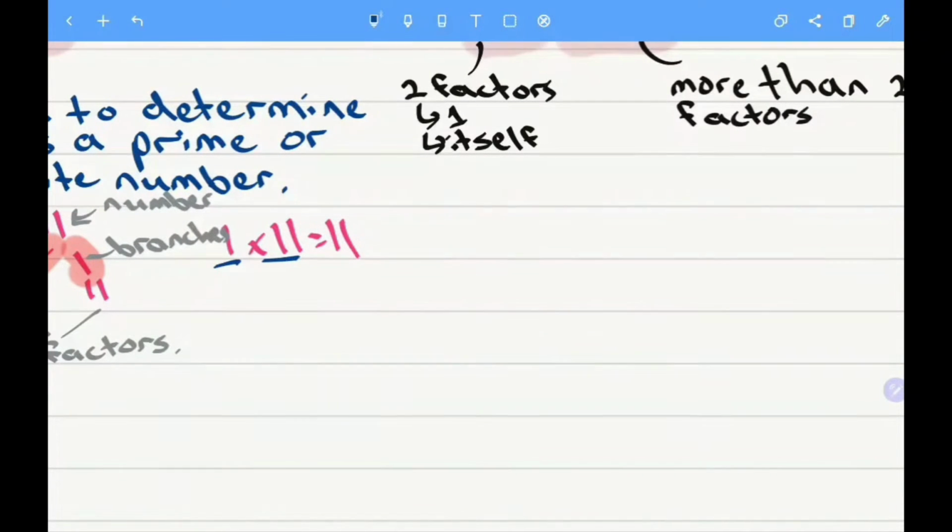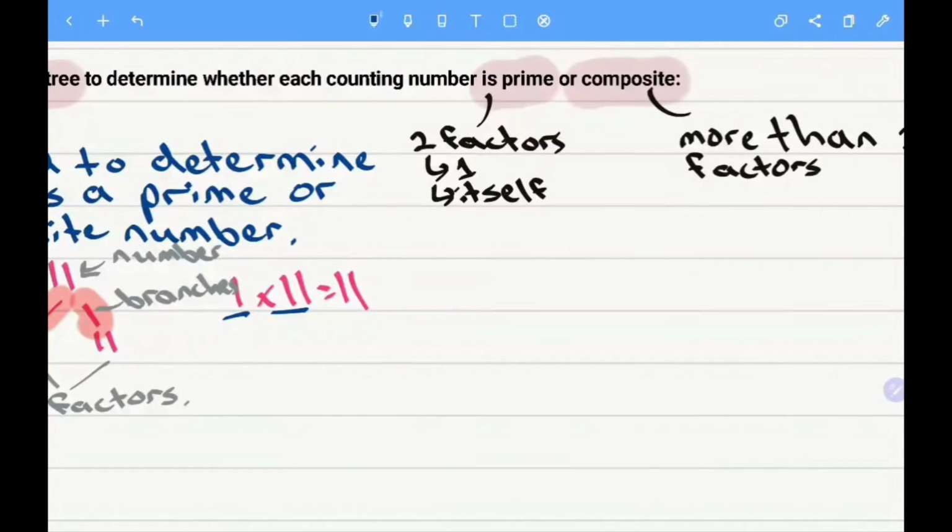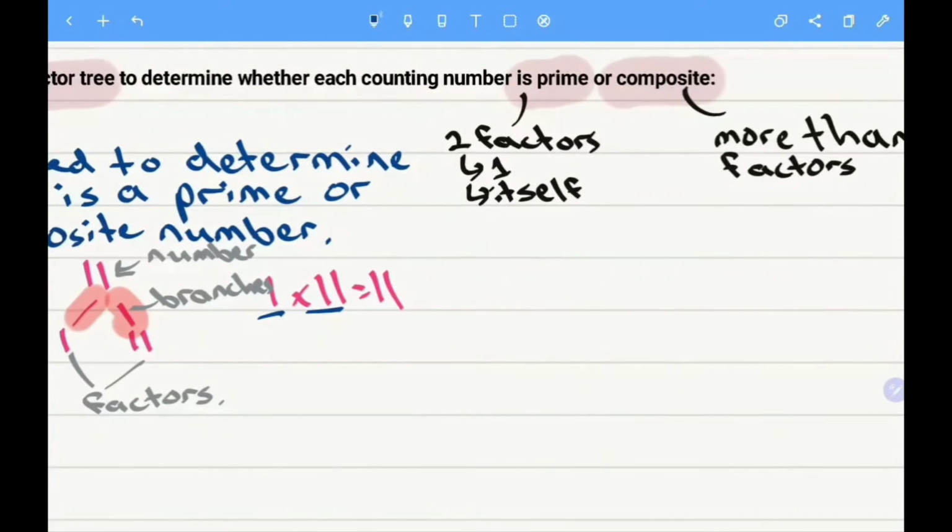Okay? And since we have used this factor tree to determine the factors of 11, and we identified 2 numbers, 1 and 11, going back to our definition of prime and composite numbers, we can see that a prime number only has 2 factors, 1 and itself. And here, that is true. The factor 1 is here, and 11 is here. 11 is the original number. Therefore, we can conclude that 11 is a prime number.